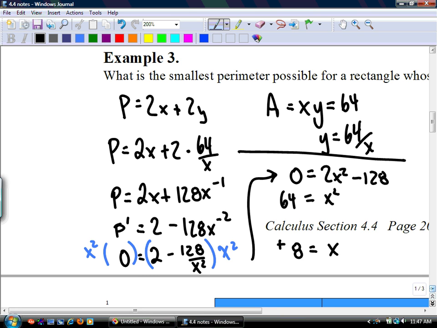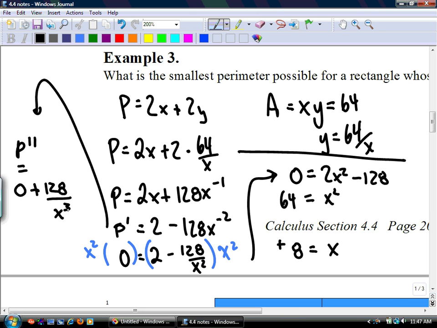There you go. So you know x is 8, you know y is 8, and you know it's a minimum because when you take the second derivative, you get p double prime equals 0 plus 128 over x cubed. And when you put +8 in for x, you are going to get a positive number. Positive number means concave up. Concave up means a minimum.